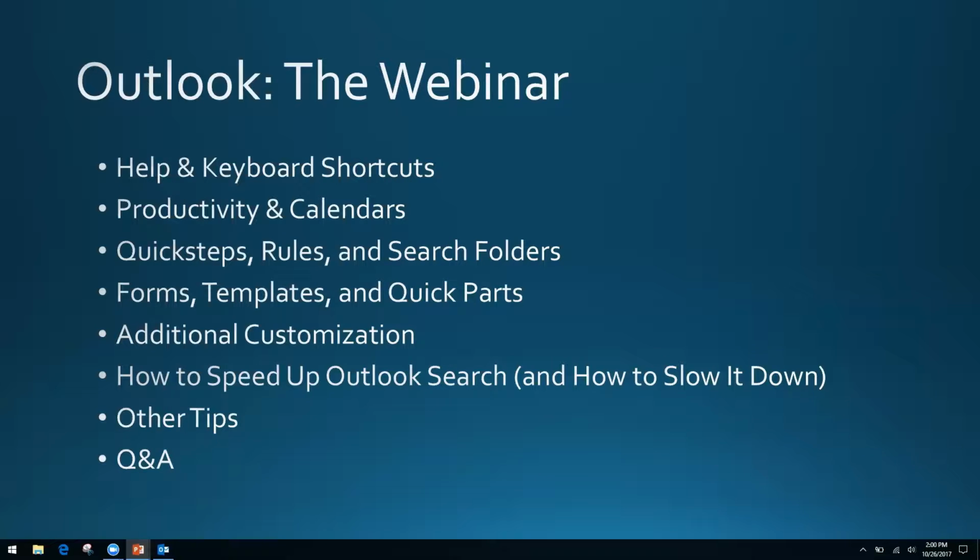We're going to go over productivity and calendars, Quicksteps, rules and search folders, forms, templates, and quick parts. We're going to look at some additional customization options, going to look at how to speed up Outlook search and how to slow it down. We're going to touch on some other tips that don't quite fall into the categories above. And then after everything is said and done, we will take your questions.